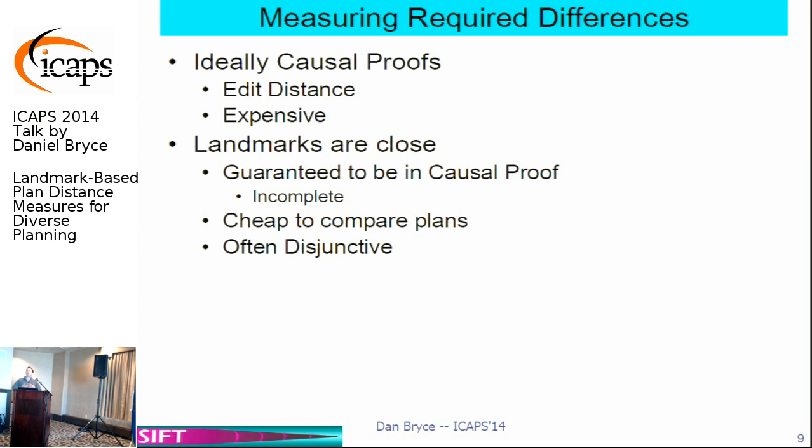Landmarks are something that appear in the causal proofs. They're essential to the plan as long as they're sound. But the problem is that they're incomplete. We don't get all of the features of the plan that might be different that are actually essential. But the nice thing about them is they're very cheap to use to compare plans. And the feature of them that we'll be exploiting is that they can often be disjunctive.